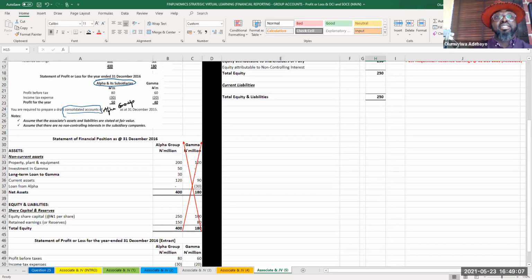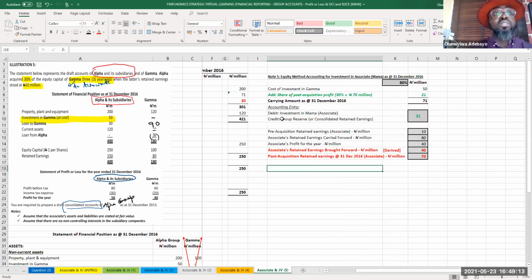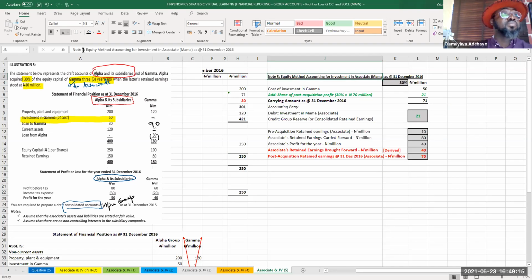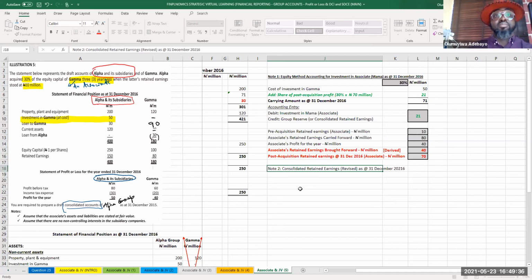And our retained earnings is no longer 150. Remember, there's an adjustment to it. This note 1. Note 2. Consolidated retained earnings revised, as at 31st December 2016.